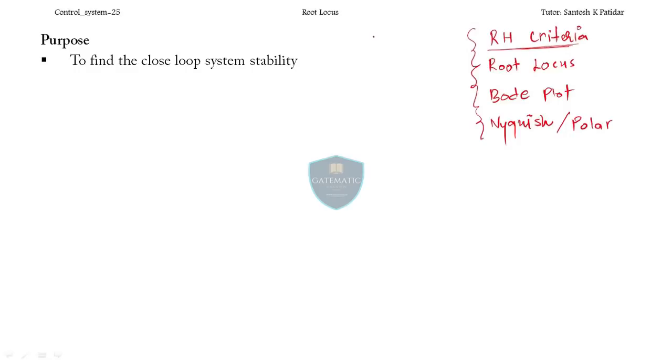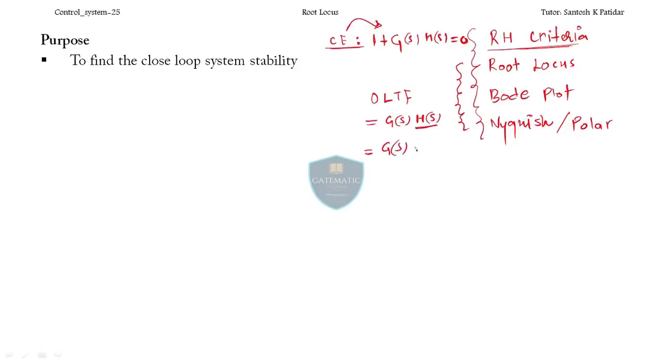In the RH criteria, for the stability we consider the characteristic equation, that is 1 plus GH equals 0. For this only, the RH criteria, we consider the characteristic equation to find out the system stability, but for all the remaining techniques we use the open loop transfer function. The open loop transfer function is always given by G(s)H(s). When H(s) is unity feedback, then it's simply G(s), correct? H(s) equal to 1 over here.